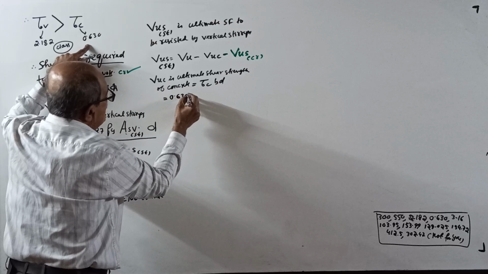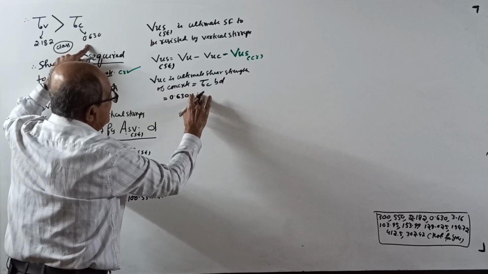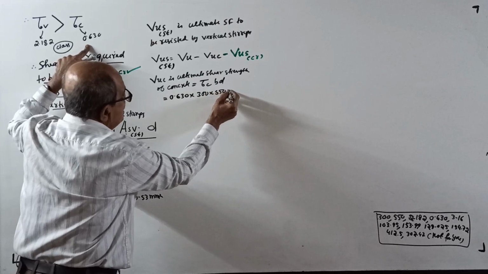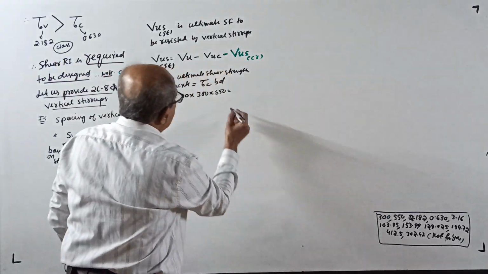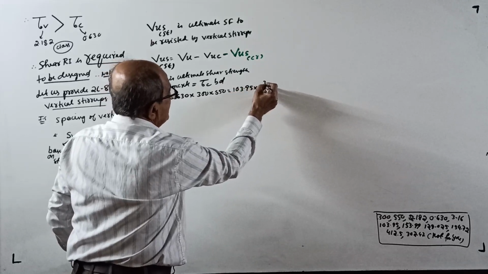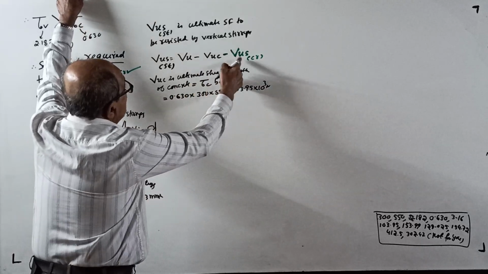0.630 into B is 300, into D is 550. That will come 103.95 × 10^3 Newton. Okay. Now, VUS you require.